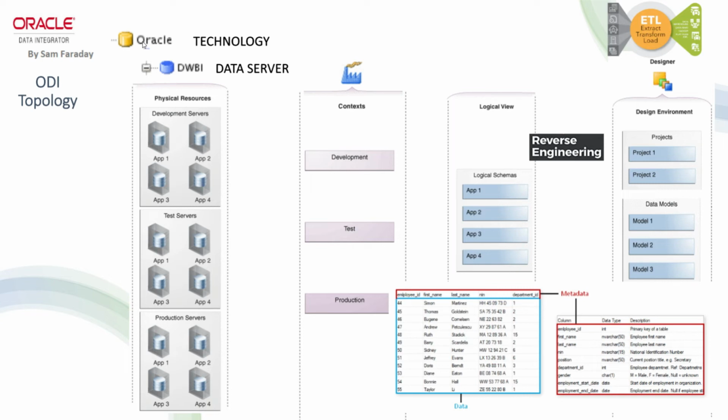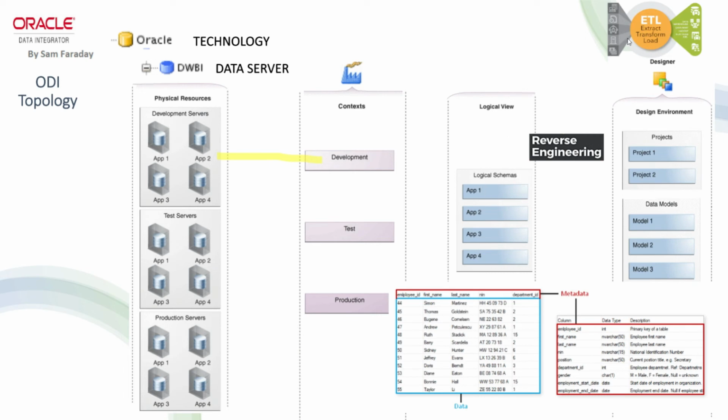For example, we're going to connect with an Oracle technology. So we set up a data server and then we say which application is going to work in which context. Each different context will point to a different server. Like the development server would point to this, like if I use the context development, it's going to load all the data to the development server.